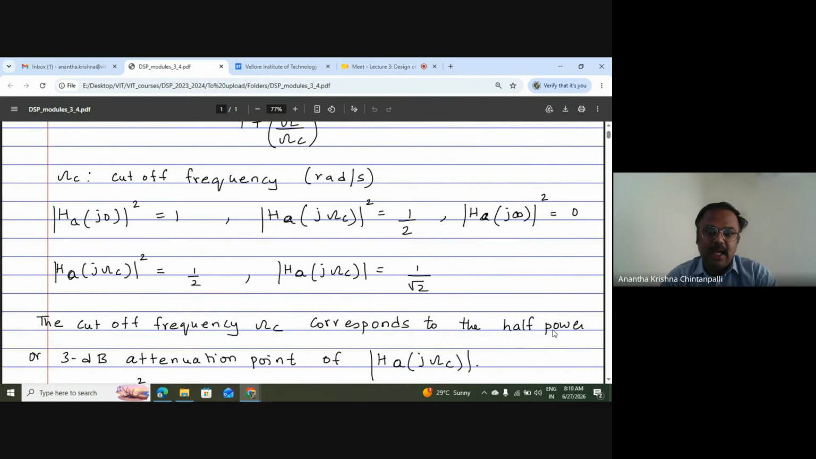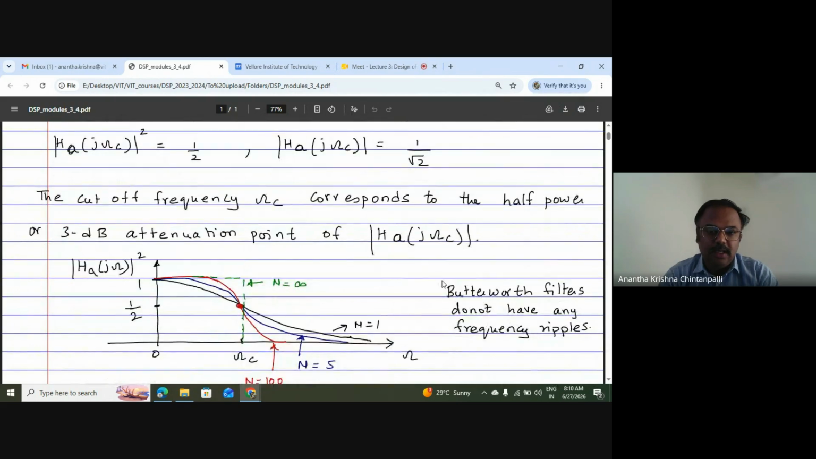Why it is called half power is because this is nothing but the power, the magnitude square. So this is half, so we call it half power, or 3 dB attenuation of the magnitude response. Meaning that if I take 20 log 10 of this value, then it is going to be the minus 3 dB point. Minus is nothing but attenuation, so that's why it is called the 3 dB attenuation point.